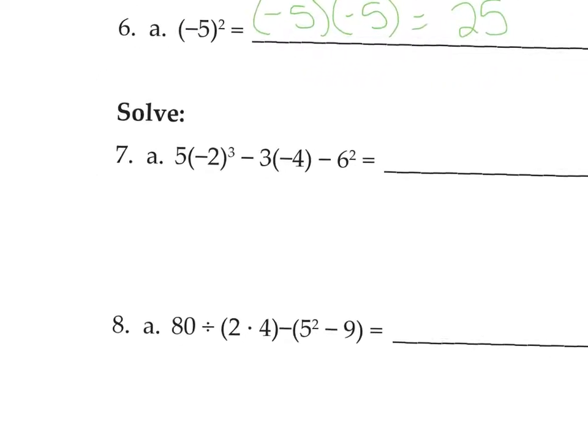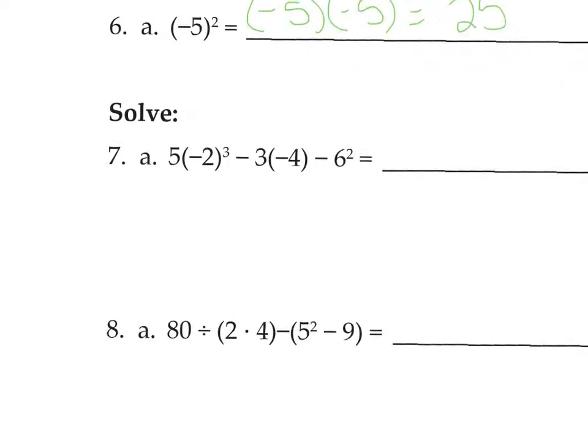All right, there's a little mistake here in your book with the directions. The directions here should not be solve. You cannot solve unless you have a variable. These directions should be simplify. So we're going to simplify.